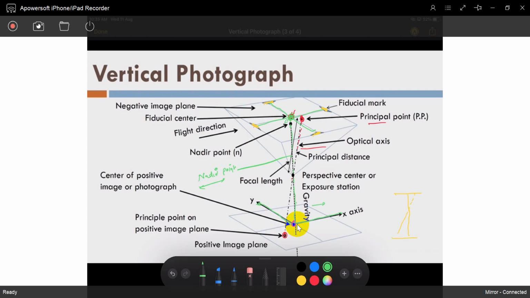Generally, it's called the principal point, but in general a slight 2 degrees, 3 degrees will change. That's why the principal line or optical axis does not coincide with the exact center of the photograph to the center of the ground. A small tilt will happen. Okay, that's called the Nadir point, Nadir axis. Those are the fiducial center, fiducial marks, negative image plane. These are the positive image plane. See, I said a small tilt will happen, so small tilting axis.